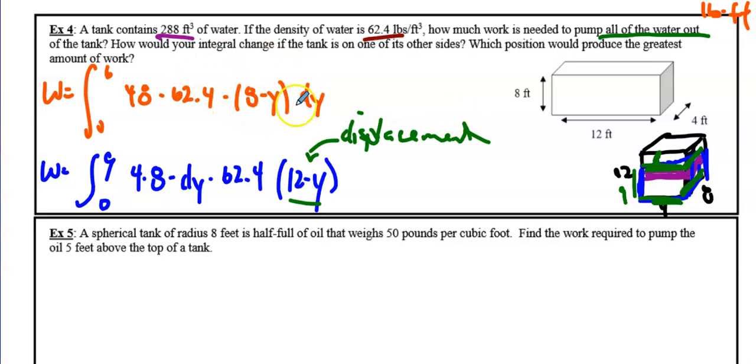I don't have the work in front of me, but you guys could use your calculators to figure out what this is, and whichever one is higher is going to be the one that gives us the greatest amount of work. All right, I think that's a really good place to stop for this problem because I spent a lot of time talking about it.